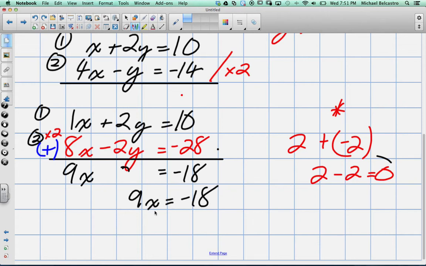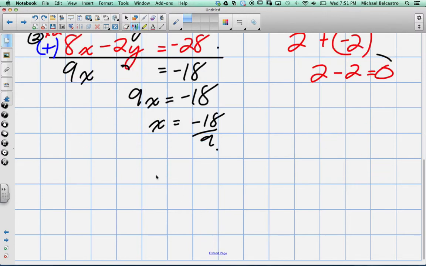And how do we get x by itself? What would we do from here? Divide. We've got to divide by what number? 9. Okay, so x is equal to negative 18 divided by 9, which is going to give us a value of what for x? Negative 2.